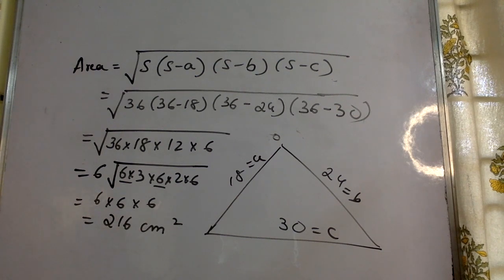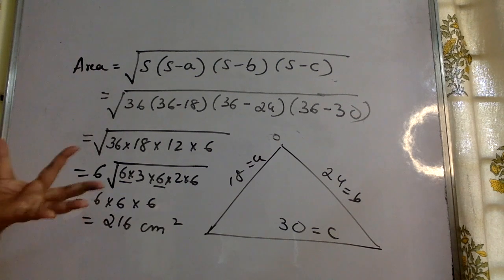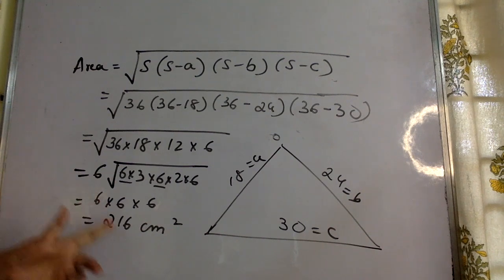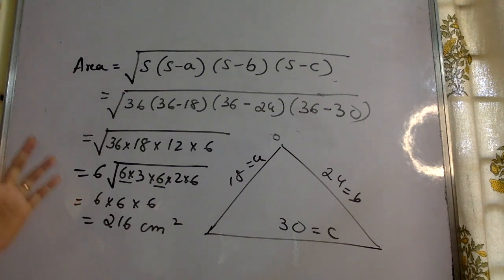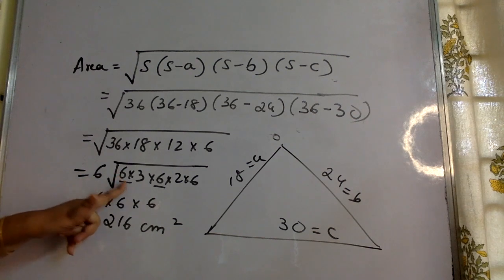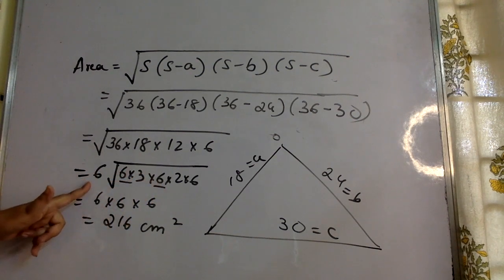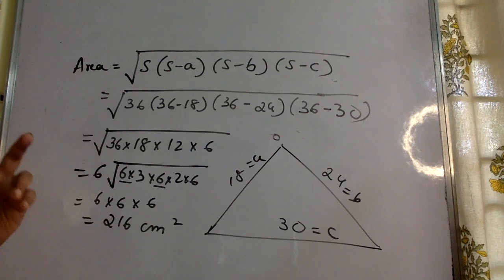So with no multiplication at all, very quickly we could find the answer. This is how we use Heron's formula, and you should apply this in all your sums to get quick answers. From every pair of two 6's I take one 6. If you have a pair of two 2's, you take one 2, like that.